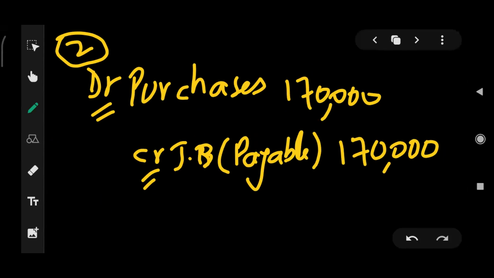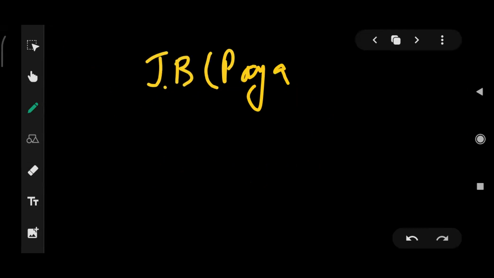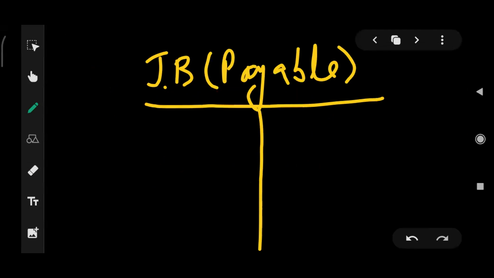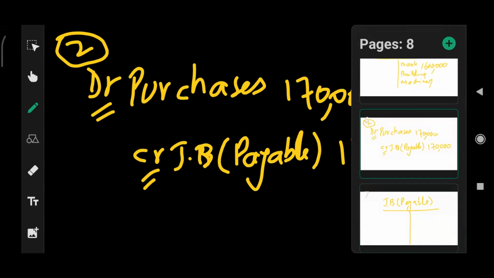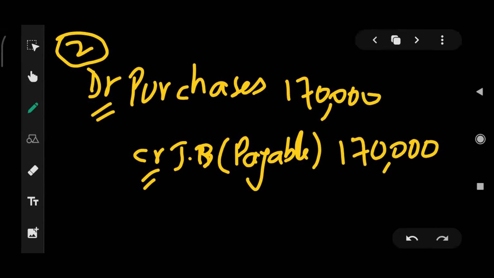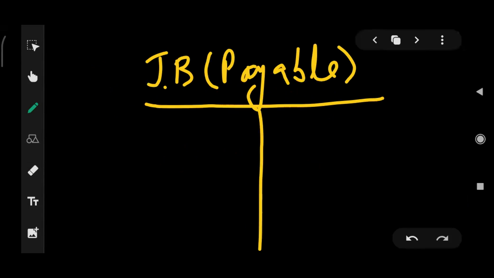So I will open an account of JB payable and record 170,000 on the credit side. So let's open an account of JB payable. JB is our payable. Payable is a person to whom the business is liable to pay. It's a liability of the business. It is being credited. You see, the transaction is credit JB payable, so it is being credited with 170,000. So I will record 170,000 on the credit side.